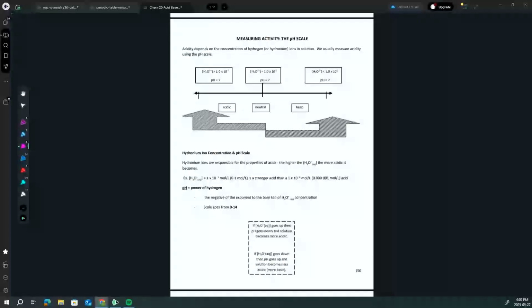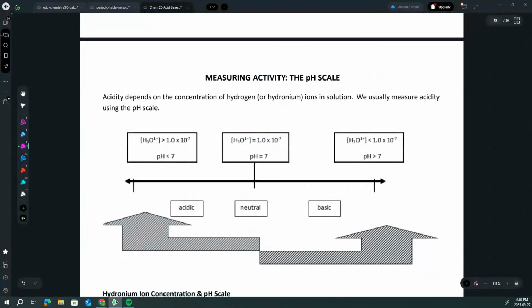In this video, we're going to be going over the pH scale and also calculations regarding pH. The acidity of a solution depends on the concentration of hydrogen or hydronium ions, if we're talking about the Arrhenius modified definition of acids, in solution. We usually measure acidity using the pH scale.